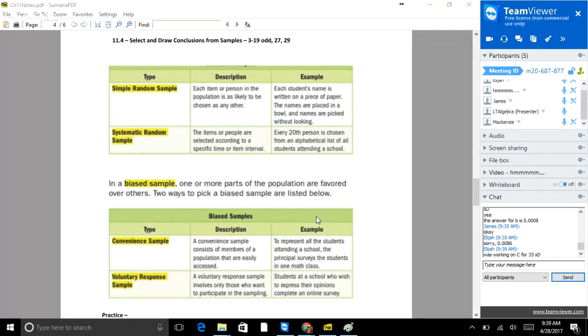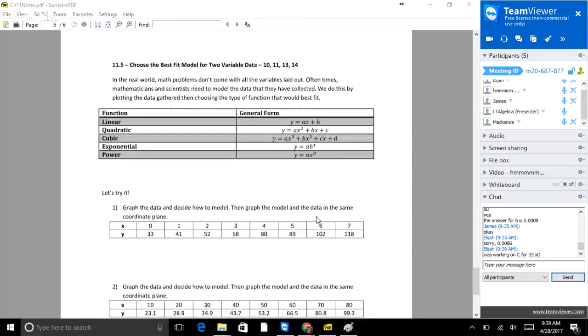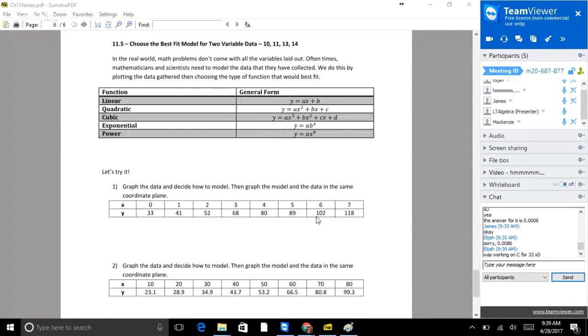So what do I mean by best fit? In the real world, we don't have a math book that gives you nice data that always just fits into the perfect box of, oh, when X is 1, Y is this, and when X is 3, Y is this. In the real world, you're going to collect a bunch of data and then you're going to try to analyze it. And so we have to be able to come up with ways to predict what's going to happen. So one of the things that we use is called a best fit model.